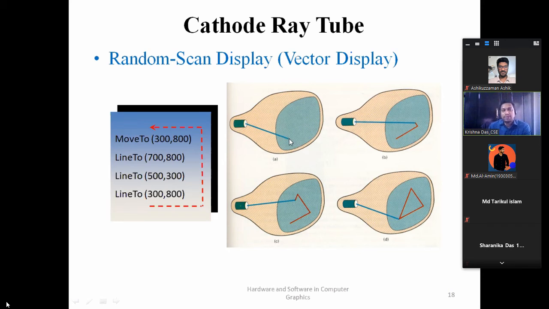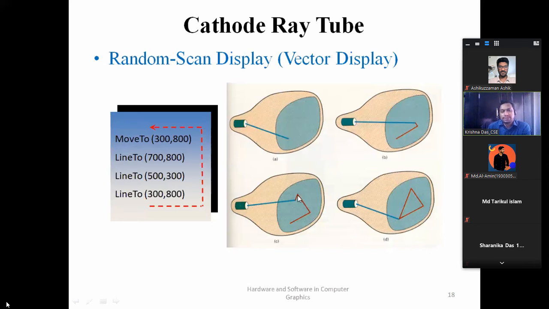So the electron beam first plots that point, then it says draw a line, so line to 700, 800. From here they draw the line to 700, 800. So it comes in here, 700 as the x coordinate value and 800 as the y coordinate value. And then it says again line to 500, 300. So it goes 500, a little bit less than 700, so definitely somewhere in here. So it comes in here, and 300, so the y coordinate value has decreased.